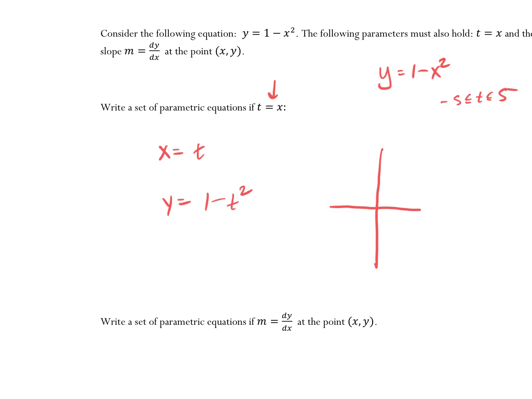All right, and hopefully you're seeing a graph that looks kind of like this, and it went this way, because you go from negative 5 to 5.